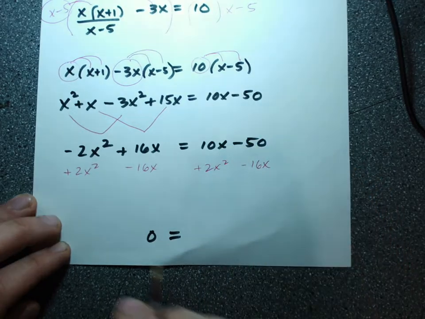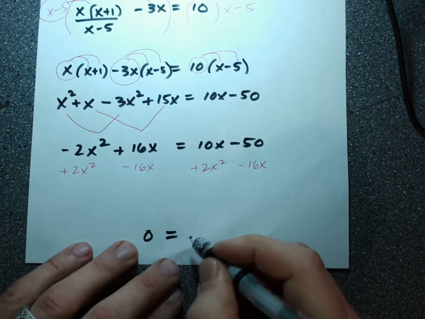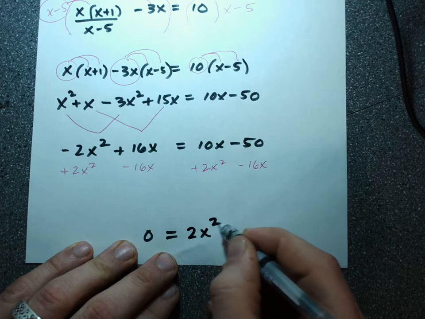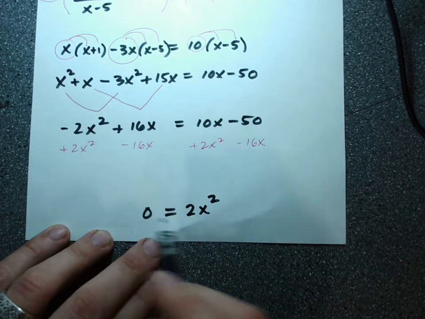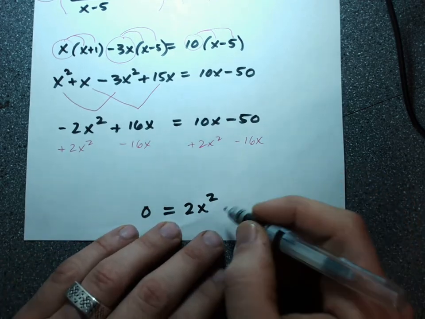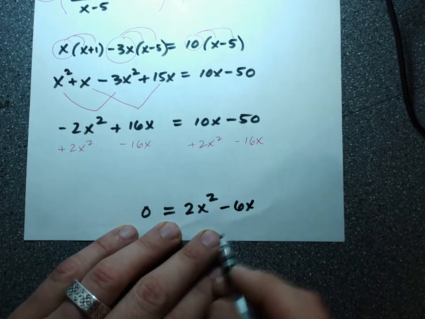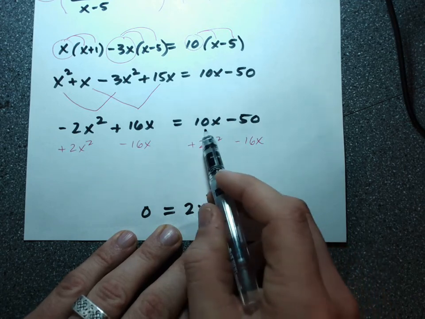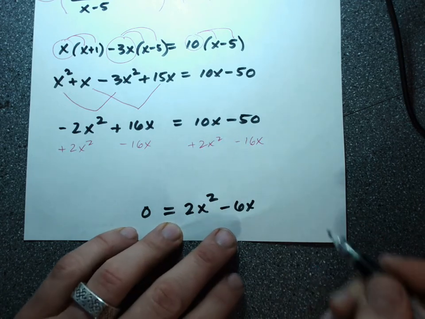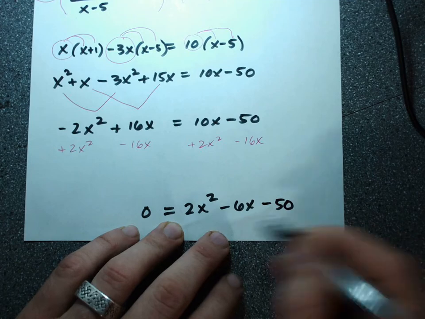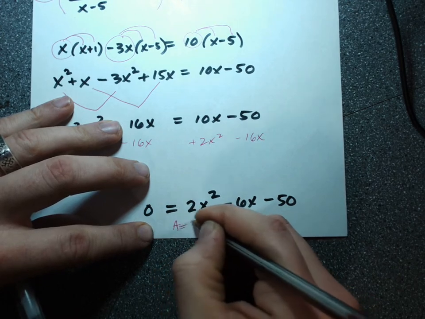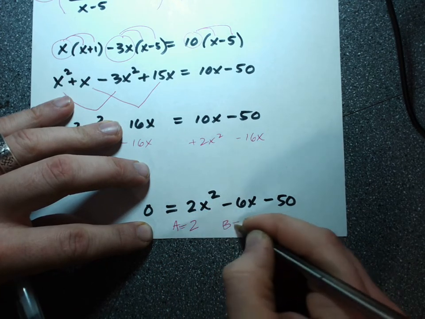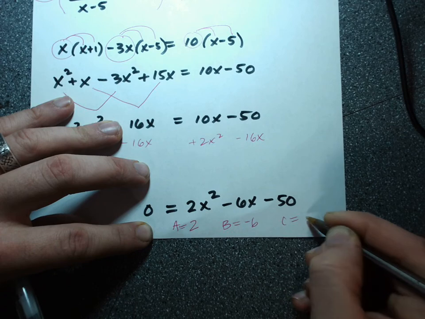It's not lined up, but it's okay. So overall, we would have positive 2x squareds, and that's the reason I wanted to move it to this side. We would have minus 6x, the 10 and the minus 16, and then the minus 50 is not like the others, cannot be combined. So there you have it. A is 2, 2x squared, b is negative 6, and then c is negative 50.